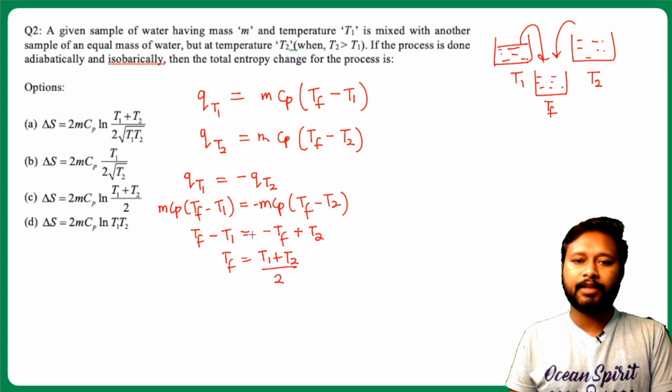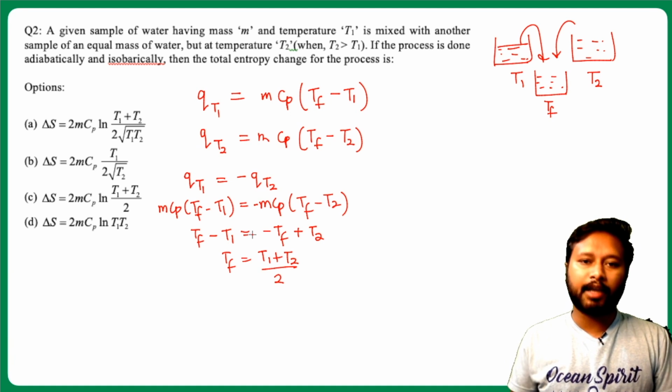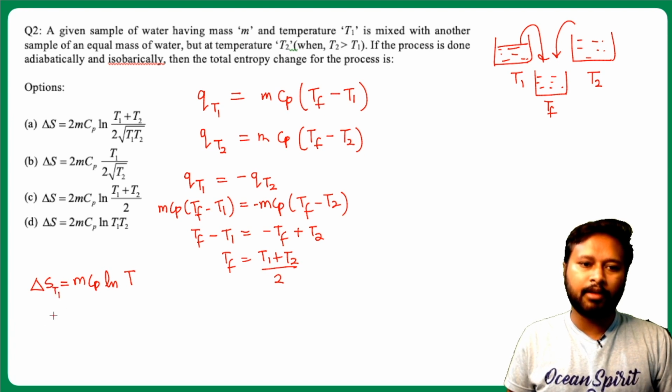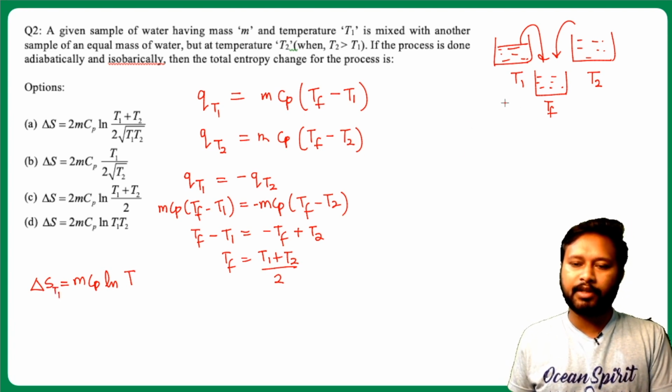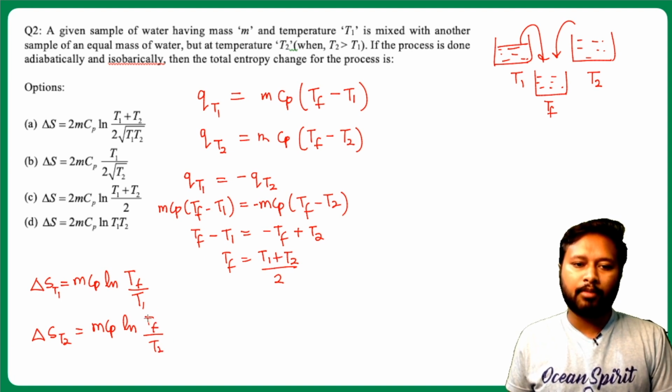Now what I have to do is find the change in entropy. So for that I will calculate my delta S. Delta S has a particular formula: delta S is equal to mCp ln (final by initial). So let's talk about the system which is at T1. The system was initially at T1, but the final temperature reached is Tf. So we will say delta S T1 is mCp ln (Tf by T1). And similarly for the other system, delta S T2 will be mCp ln (Tf by T2), because here you are reaching Tf from an initial temperature of T2.